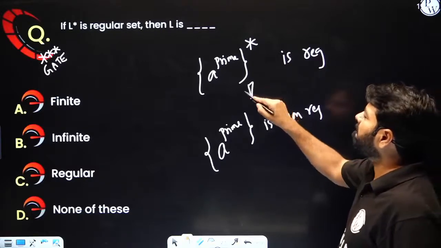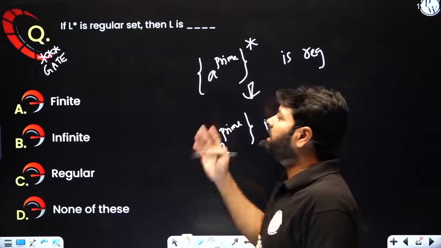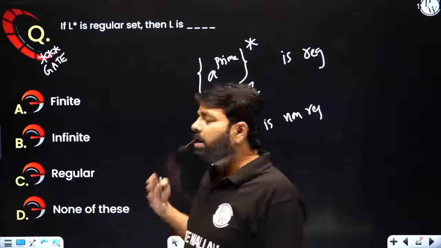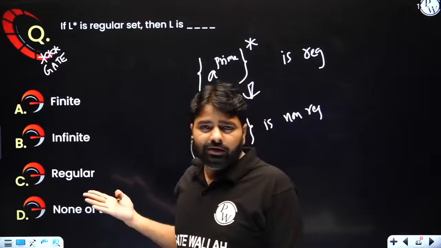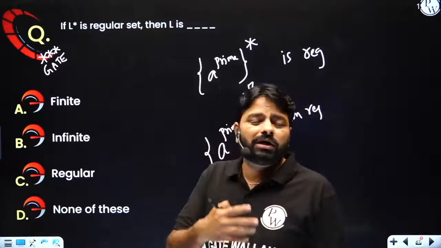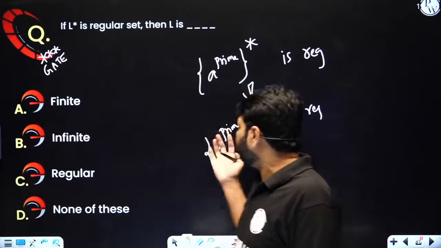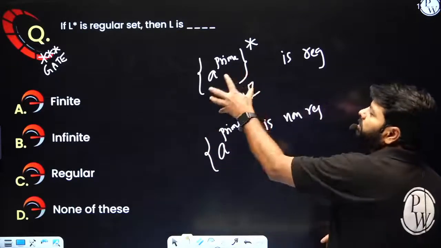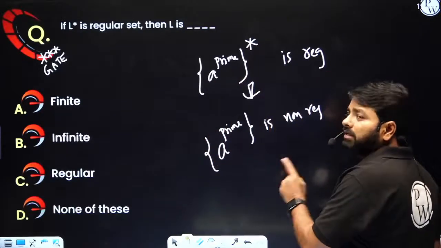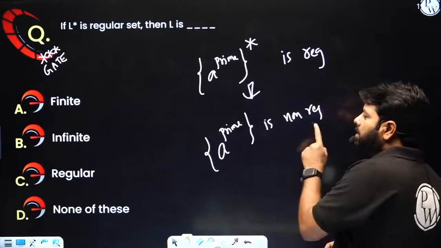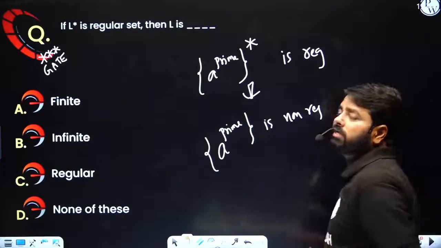So one of the best examples you have in the GATE so far: if L star is regular, L may be regular, may be not regular. It depends on what L is given, what L star is. Okay, so it's a very important point. Do not assume if L star is regular, L is regular. Don't assume that way. L may be non-regular, may be regular in some examples.